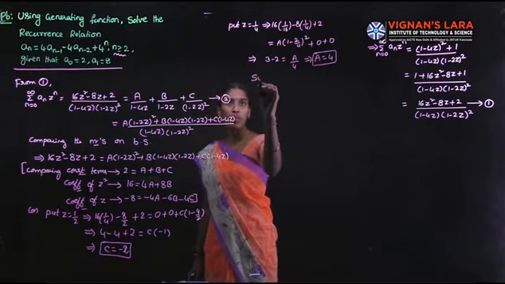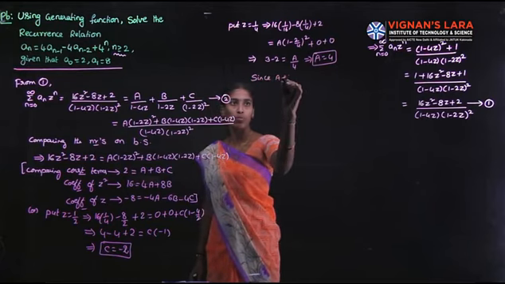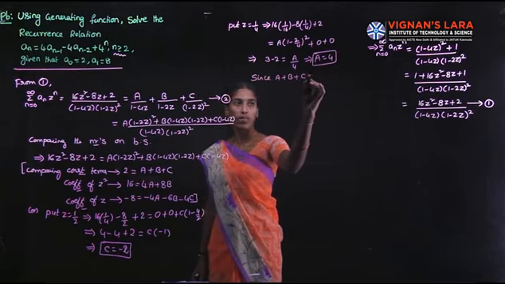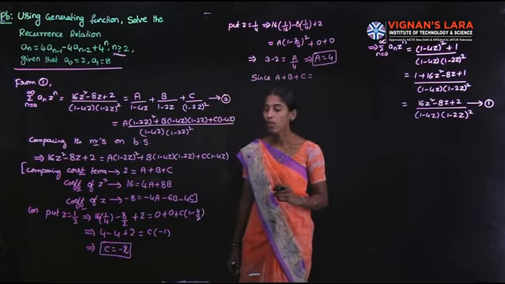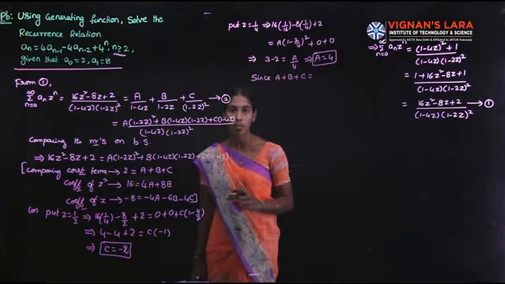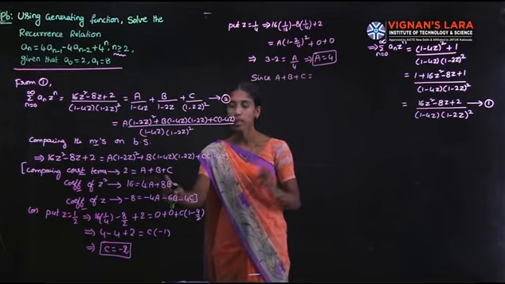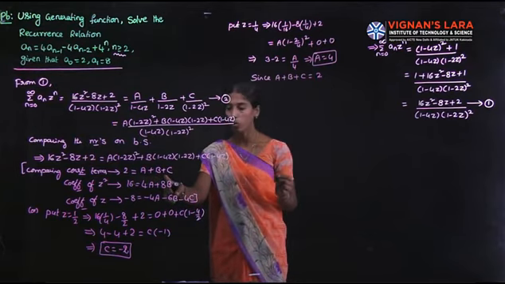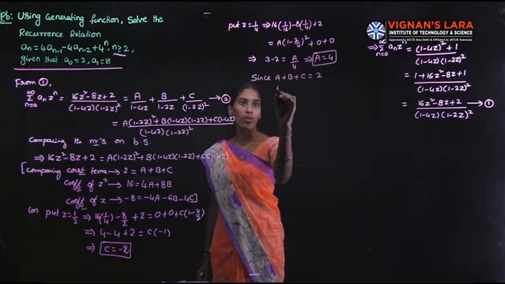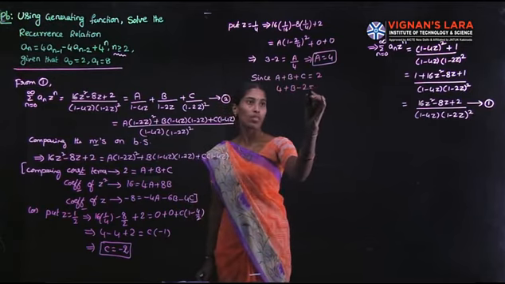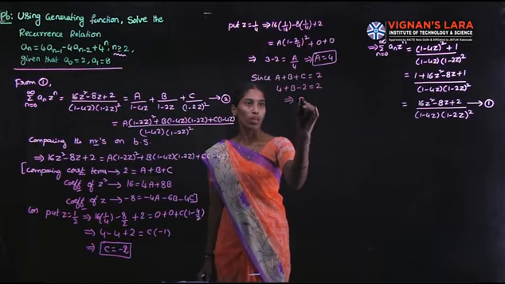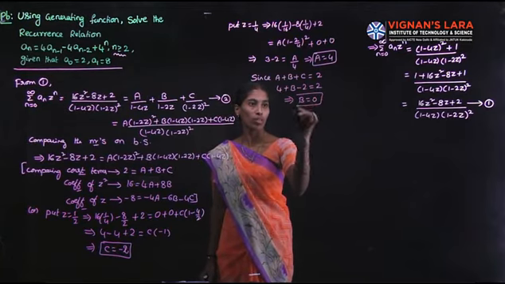Now, we can use this one. Since we have only two factors, the calculation of the other constant B is not possible here. Now, we use this one. A plus B plus C is equal to 2. So, A value 4, C value is minus 2, is equal to 2. So B equal to 0.